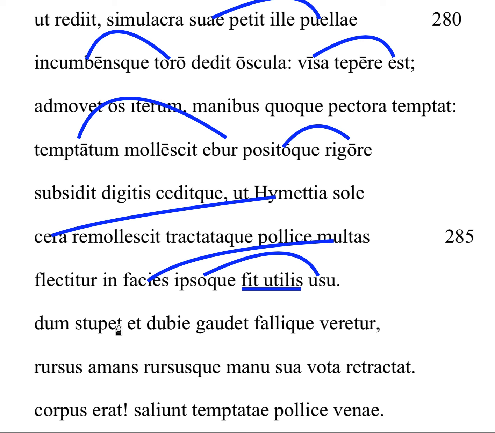While Pygmalion is awestruck, is dumbstruck, is stupefied, and doubtfully, hesitantly, he rejoices. And he fears that he's being tricked. So this is the present passive infinitive after a head verb. He fears that he is being tricked.